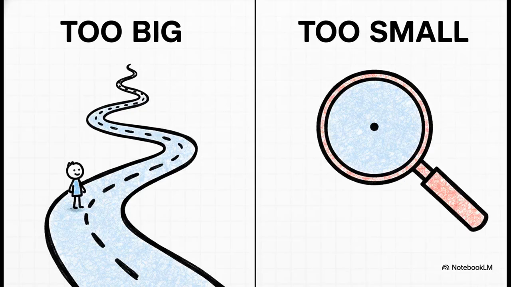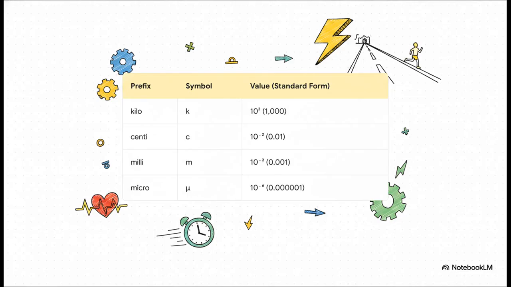Okay, but what happens when you need to measure something really, really big, like the distance between 2 cities? Or something incredibly tiny, like the width of a single human hair? Saying a road is 1 million meters long, that's kind of a mouthful, isn't it? There's got to be a better way. And of course there is.